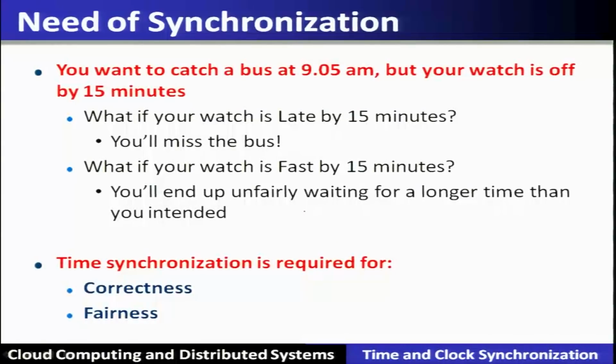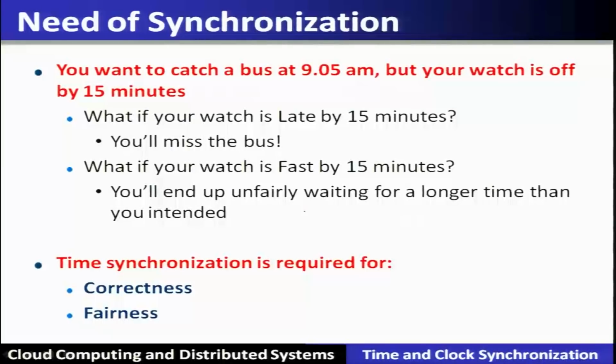Say you want to catch a bus at 9:05 AM, but your watch is off by 15 minutes. In case your watch is running late by 15 minutes and the bus will depart at 9 o'clock, definitely you are going to miss the bus. On the other hand, if your watch is running fast by 15 minutes, then you will reach earlier and unfairly wait for a longer time.